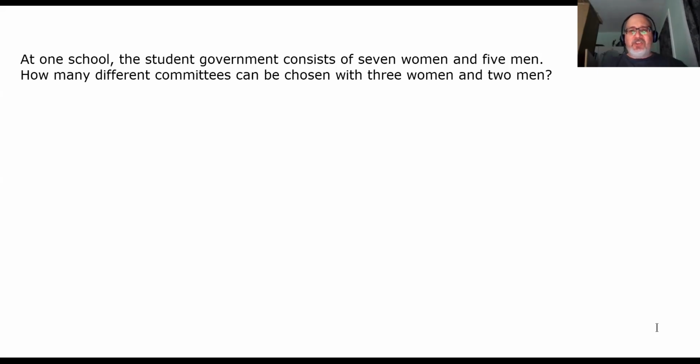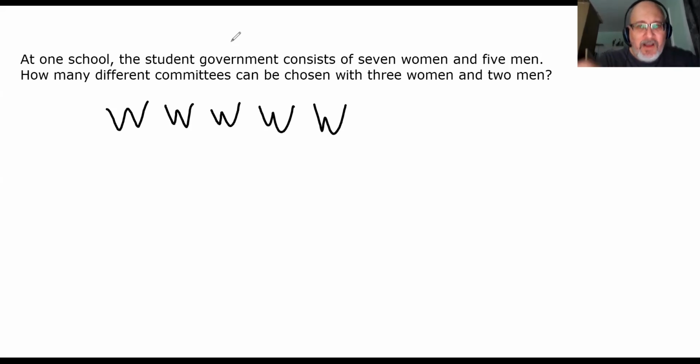But this has 2 groups that we're selecting from. It might help to get an illustration. For example, let's say that we have 7 women, so I'll put 7 W's here. 1, 2, 3, 4, 5, 6, 7 women. And we have 5 men. We'll just put those in a different color. We'll put those in blue. No particular reason, just changing colors.